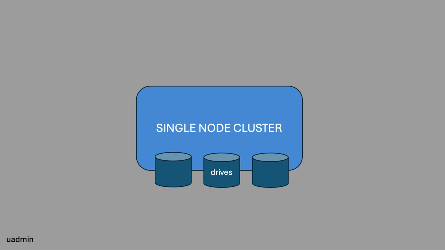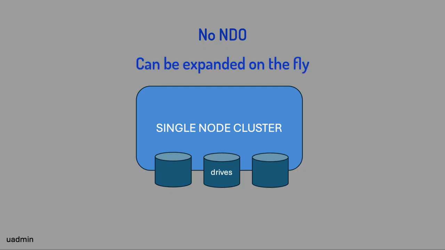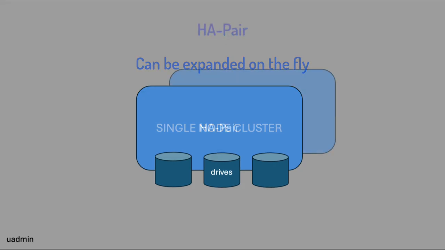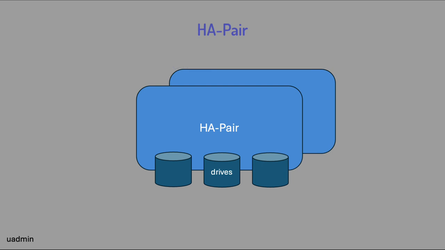Now, obviously, when you run a single node, you miss the advantage of non-disruptive operations or non-disruptive upgrades, for example. So if you upgrade a node, that will result in downtime. And also, when the node fails, you lose access to your data. But still, you can run a single node cluster, which can be expanded on the fly, by the way, by adding a second node. And when that happens, you will have something which is called an HA pair, or a high availability pair.